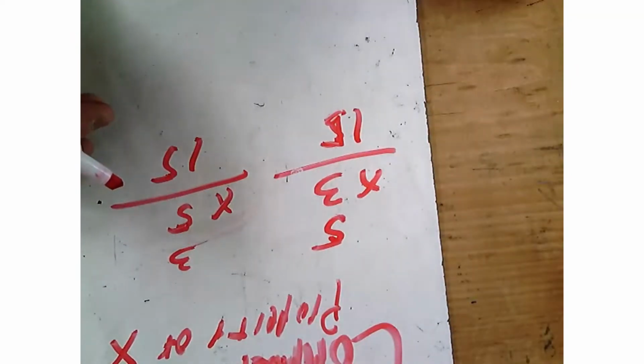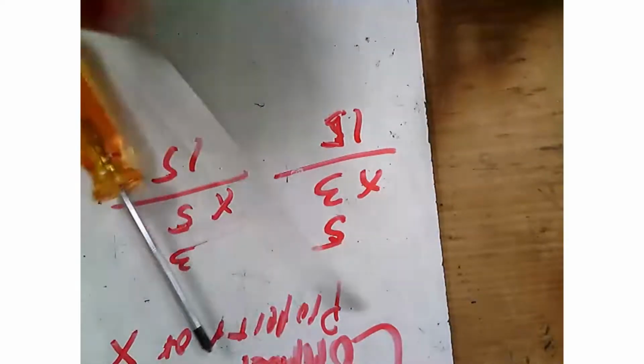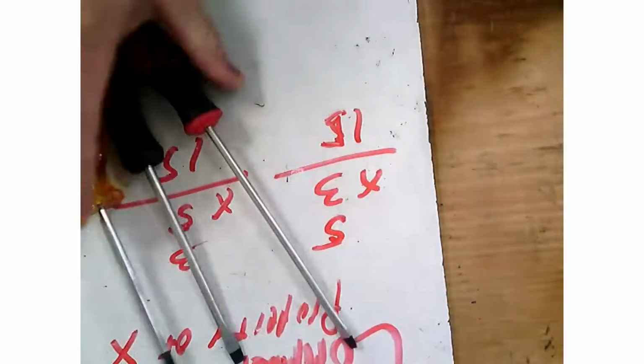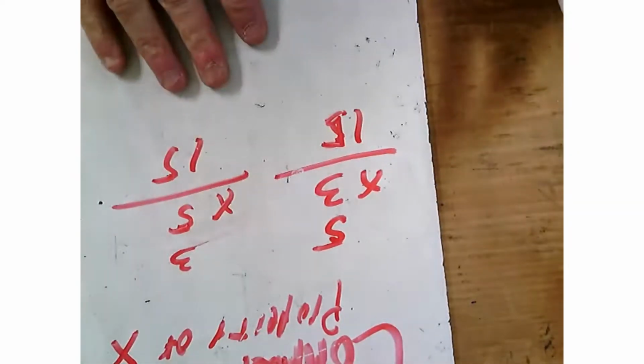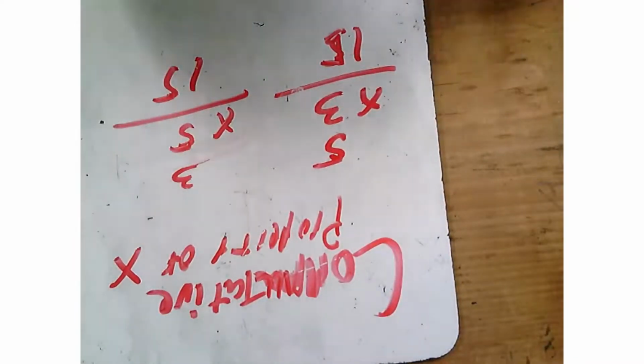So part of your toolbox not only are your screwdrivers, like your algorithm, your box method, your lattice method, also part of your toolbox are your properties. Commutative property of multiplication is going to be very helpful tonight.